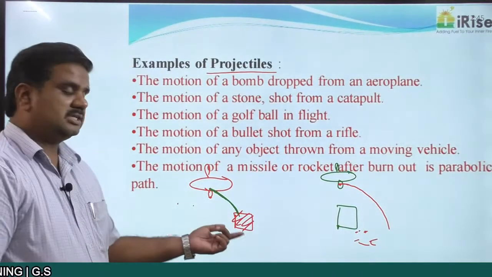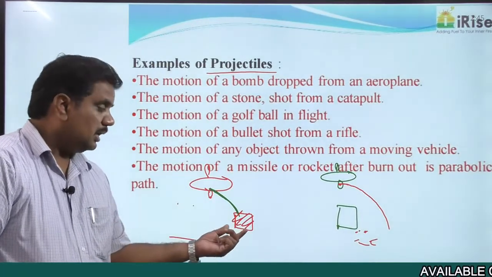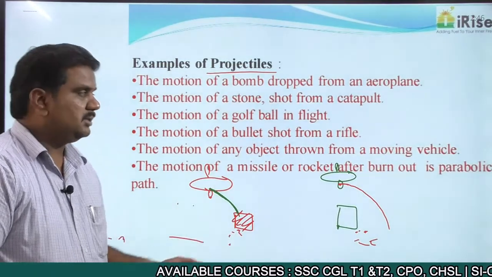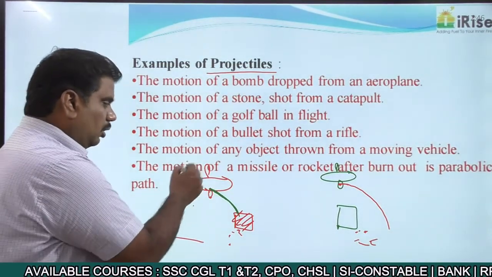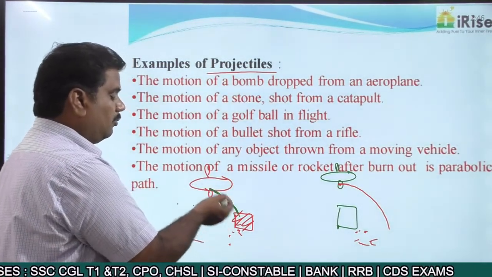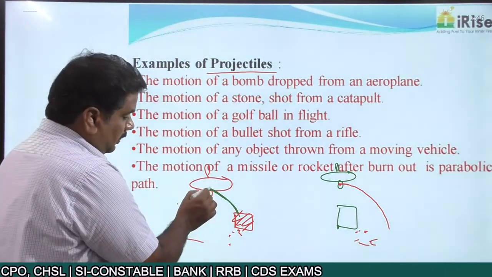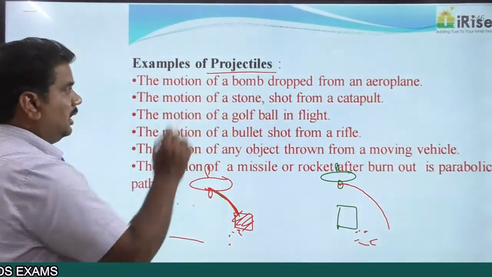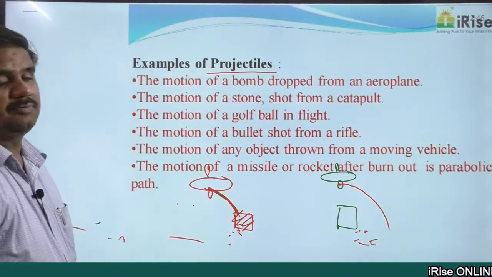But when you release the bomb well before the target, this is a target, then in that case there is a chance that the target must be hit compulsorily. So that is the reason why these fighter planes release a bomb well before the target. And this path that is followed by a bomb that is dropped is always a parabolic path. It's an example of a projectile.